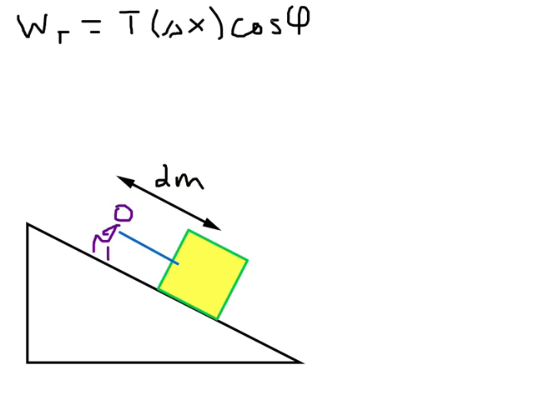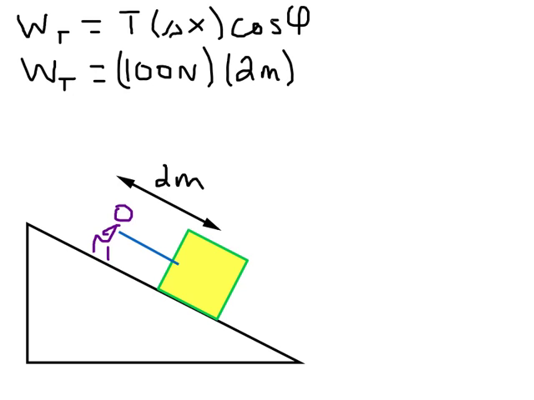Let's consider a displacement of 2 meters. So now the work done by the tension force, the tension was 100 newtons. Multiply that by 2 meters. And notice I used a delta x here for displacement. That could be a delta y, it could be a delta z, it could be a two-dimensional vector. X is meant to be just a generic variable here.